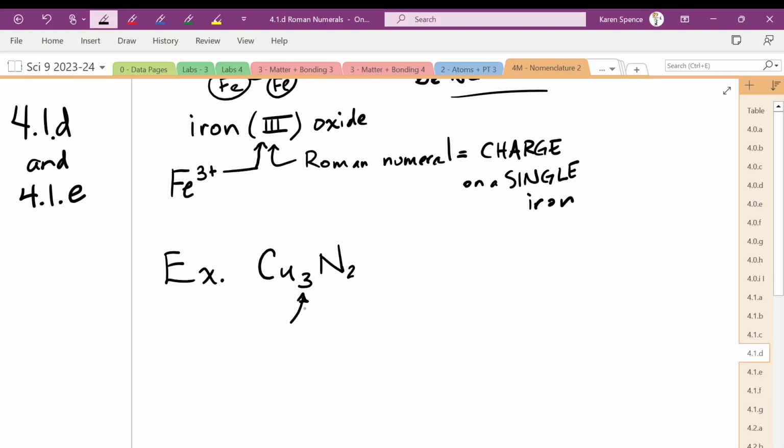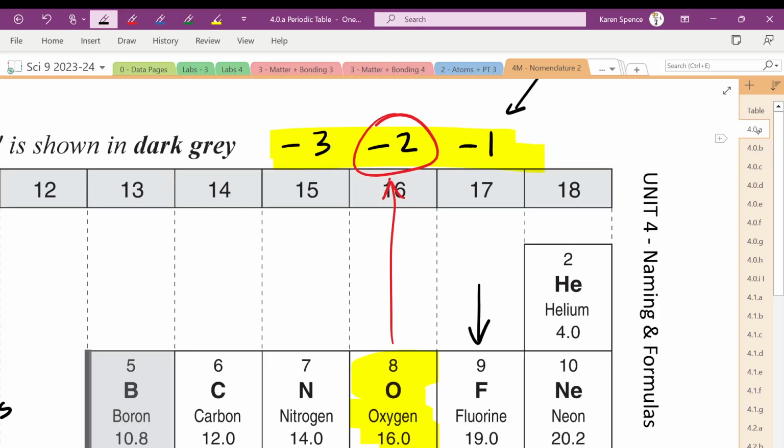So we start by looking at the subscripts. Copper, 3. So we write down Cu, Cu, Cu, 3 of them. Nitrogen has a 2. That means we have 1 nitrogen and a second nitrogen. We need to know the charge of somebody. Who do we know the charge of? We know the charge of the non-metal. We can go look it up on our periodic table. Here's nitrogen. It's in the -3 column, so its charge is -3.